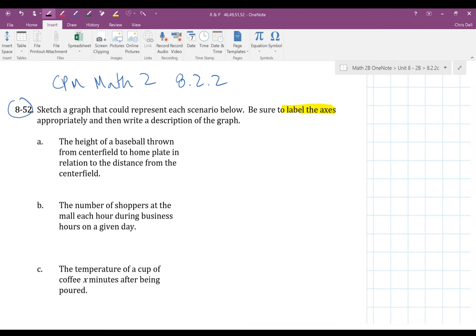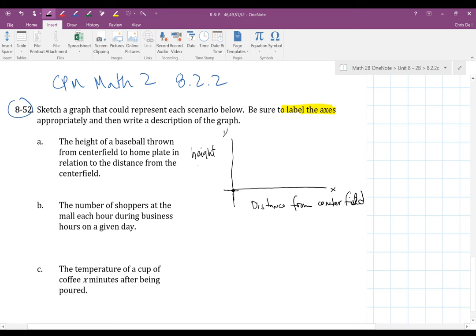So we've got the height of a baseball thrown from center field to home plate in relation to the distance from center field, right? So for my first graph, I have my x and my y-axis. I'm going to have my x-axis be the distance from center field. It starts at center field, so it's going to be starting at 0, right? And then the height is going to be my y-axis. That's the height that the baseball is thrown. So this is the distance and the height.